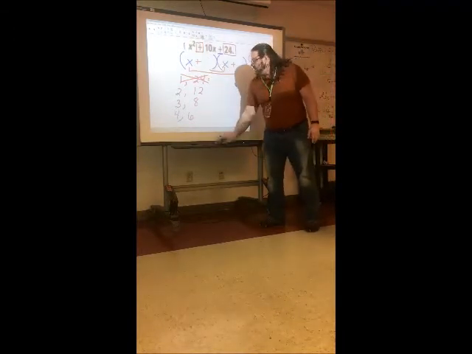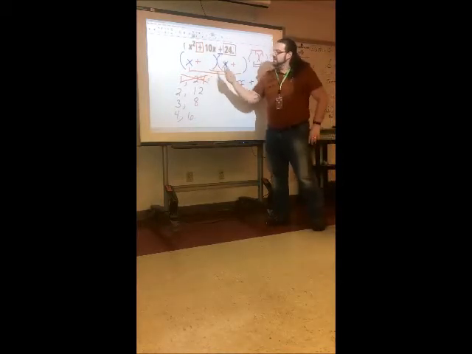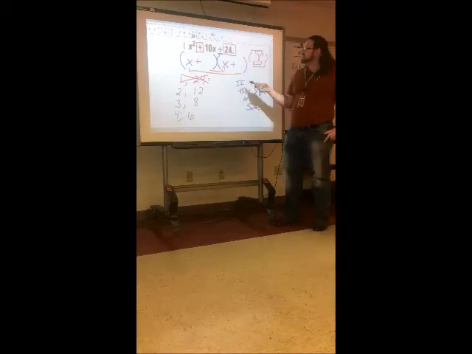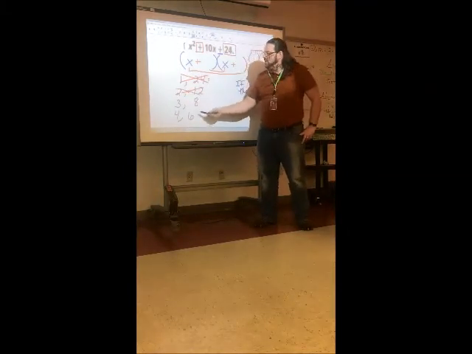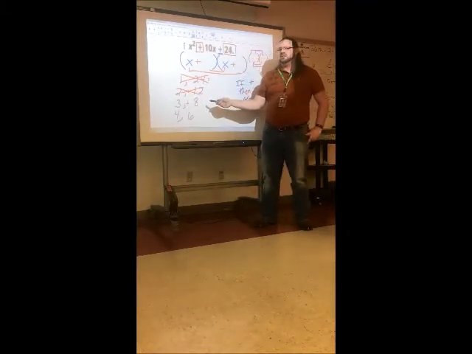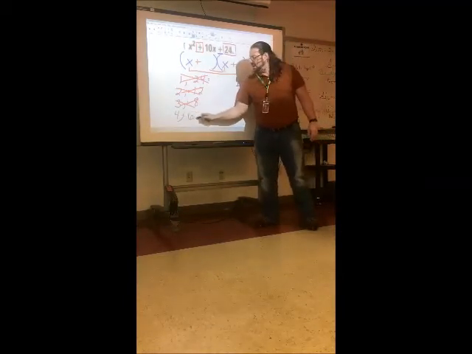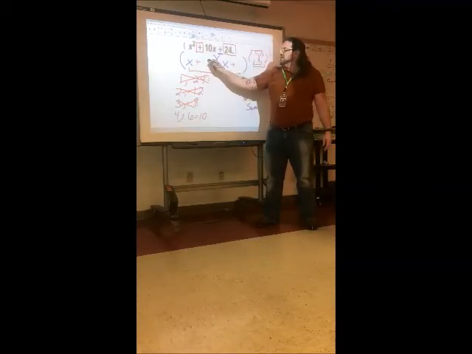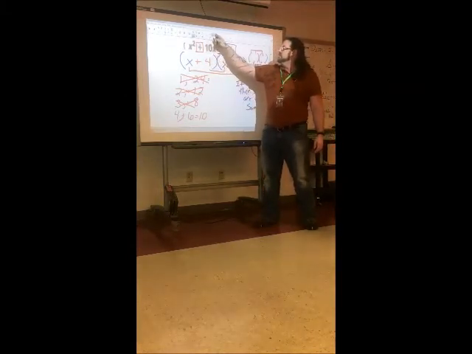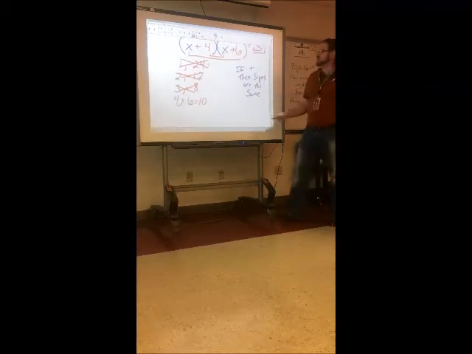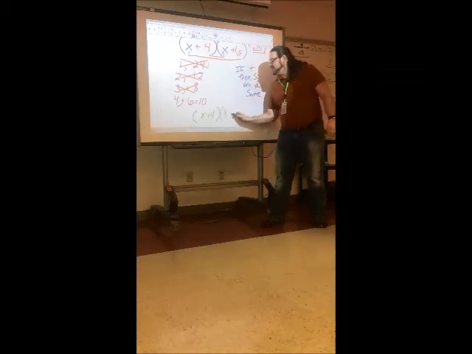So now we have to look and say, what two things, if I add them together, is going to give me 10? Well, 2 plus 12, does that give me 10? No. What about 3 plus 8, does that give me 10? Nope. 4 plus 6, now that does give me 10. So I'm going to put in here 4 and 6. So my answer will become, when I put it all together, x plus 4 and x plus 6.